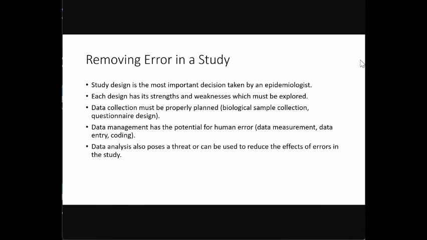Each study design has its strengths and weaknesses which must be explored. Data collection must be properly planned. So study design, data collection, important. For data collection to be important, it means that the data instrument, that's your questionnaire, your tools, must be well-validated tools. You do the face validity, content validity, or also construct. Then you do the reliability of that instrument to make sure that they are valid.